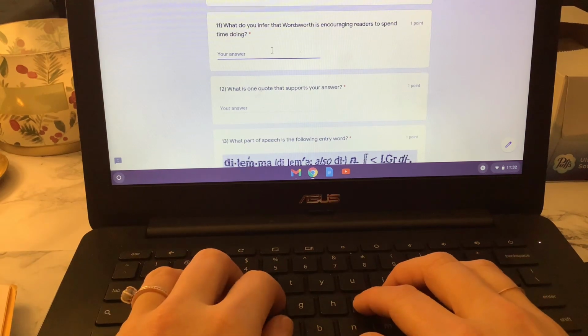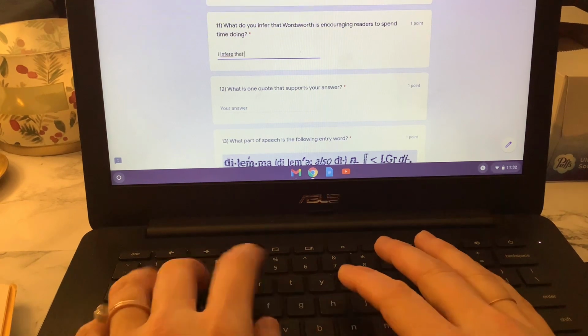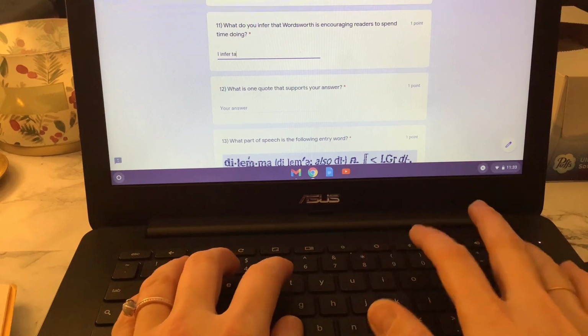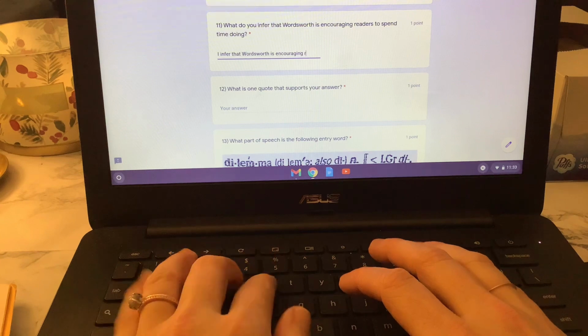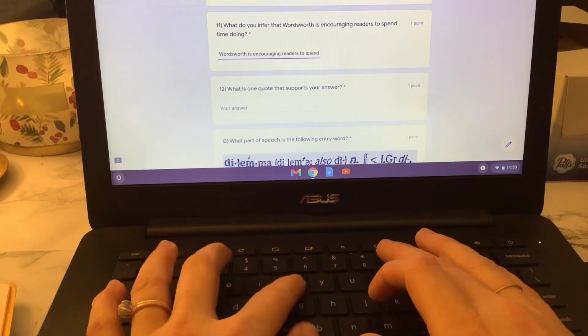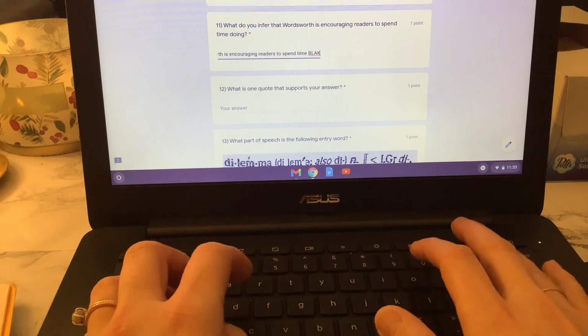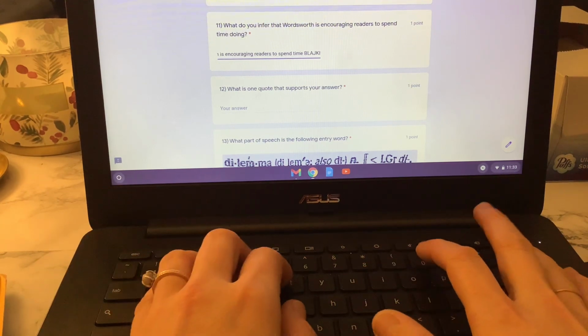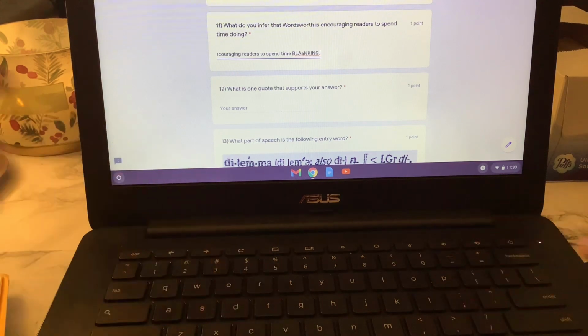All right, so 11, what do you infer that Wordsworth is encouraging readers to spend time doing? I infer that Wordsworth is encouraging readers to spend time blanking or doing blank. Okay, so you're going to go ahead and tell. And so again, this is an inference. You can't really find it in the poem. It's not something where you're going to be able to look and say, ah, here's the answer, right? This is an inference that you need to be making.